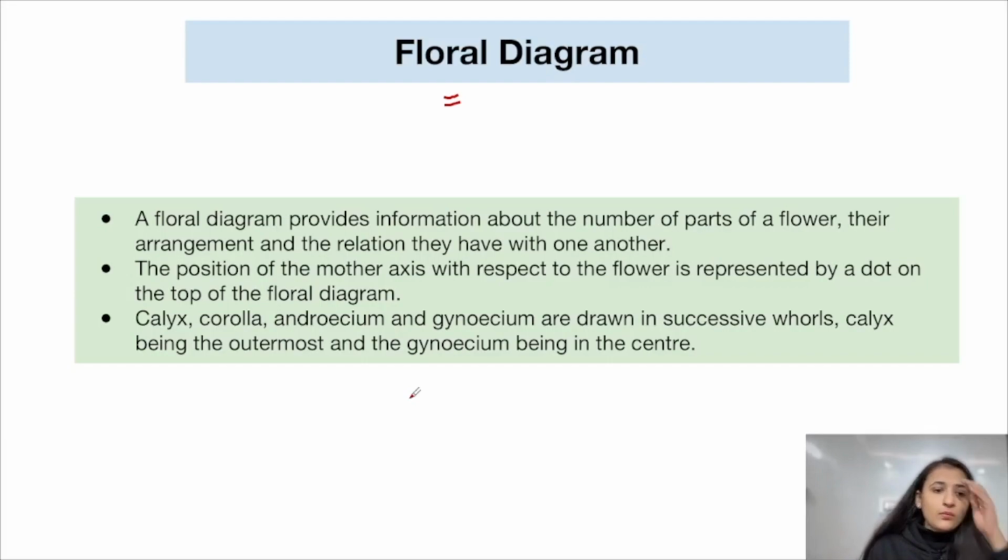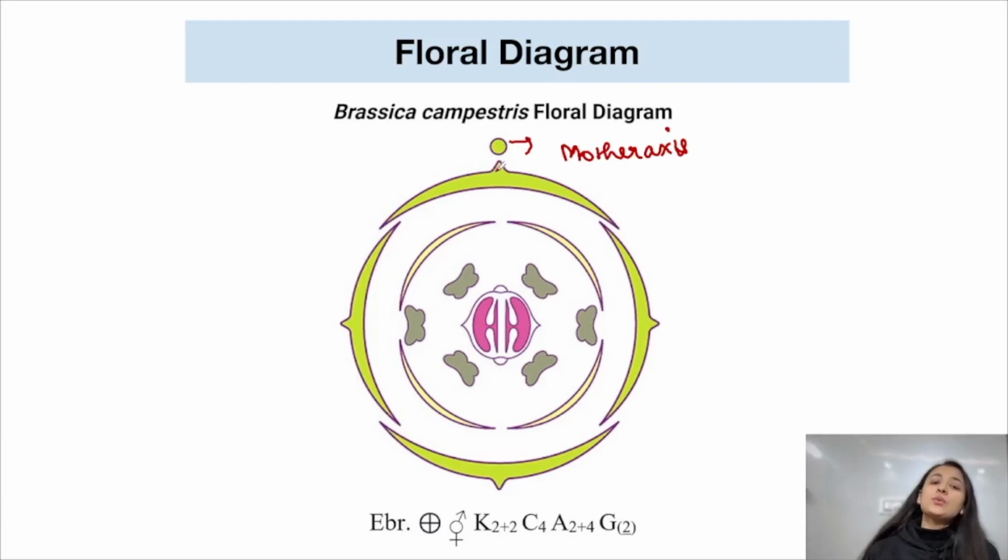So the calyx, corolla, androecium and gynoecium are drawn in successive whorls. Calyx is the outermost whorl and the gynoecium is present in the center. As they are seen in a flower, first of all calyx is there, then comes the corolla, then androecium, and the innermost structure is the gynoecium. So when we draw it in the floral diagram also, we make calyx the outermost whorl and gynoecium in the center. This green colored layer represents the calyx.